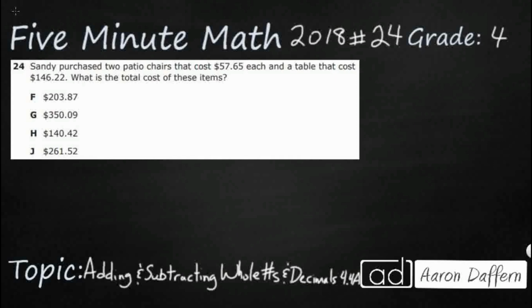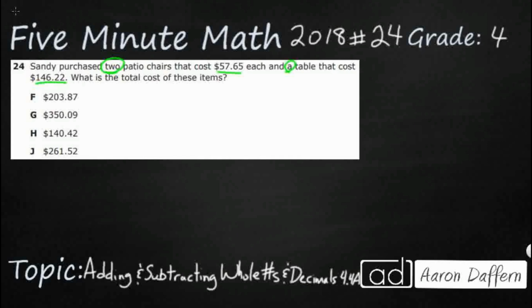So Sandy is going to purchase 2 patio chairs. That's going to be very important. They cost $57.65 each, and a table, so that's going to be just one table, I guess. That costs $146.22. What is the total cost of these items?